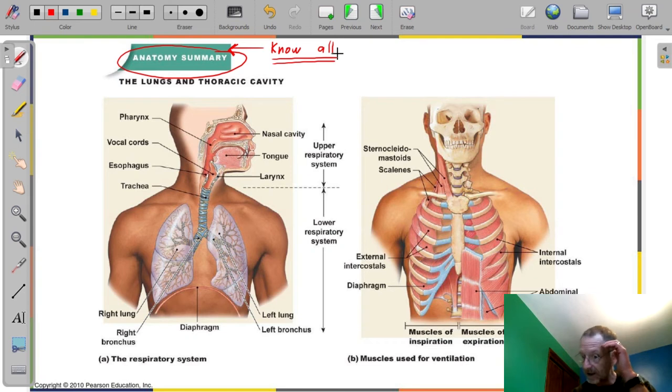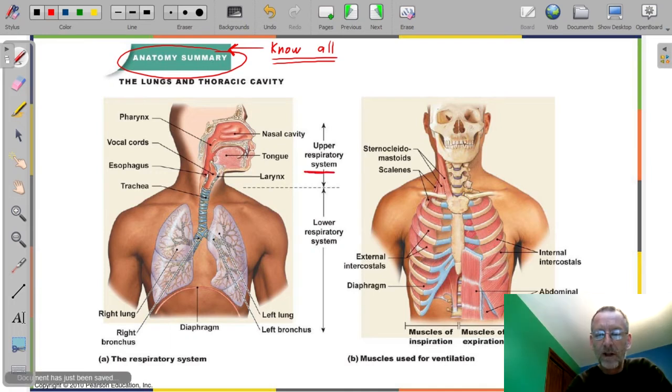So everything on these slides is appropriate for this class, for you to know. So we'll walk through these one at a time. On the left is what we were pretty much just looking at. Basic structures of the upper respiratory system, that which is above the larynx, and then the lower respiratory system.